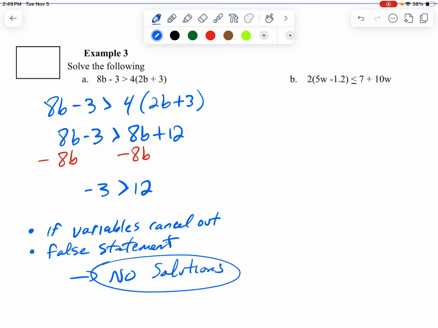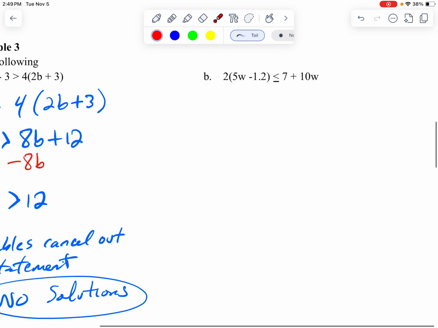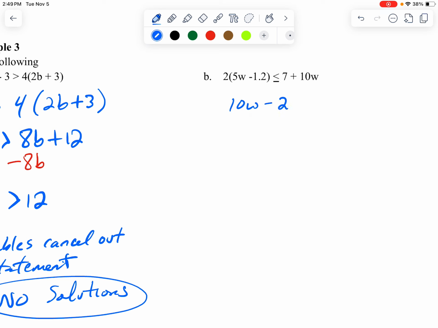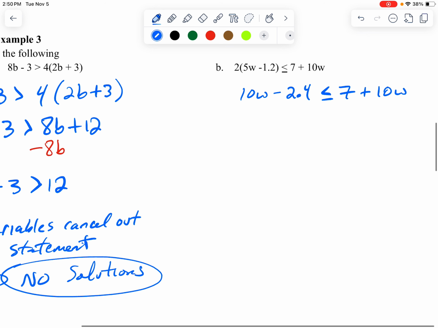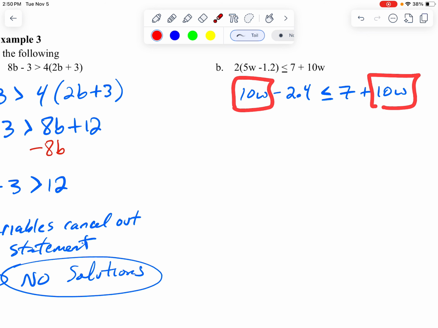Let's look at the next one. Again, we've got to do some distribution. And I'm just going to do that distribution as I rewrite this time. So 10w minus 2 times 1.2 is going to be 2.4. It's less than or equal to 7 plus 10w. So again, notice we're going to end up in that same case because I've got the same variable here, minus 10w, minus 10w.